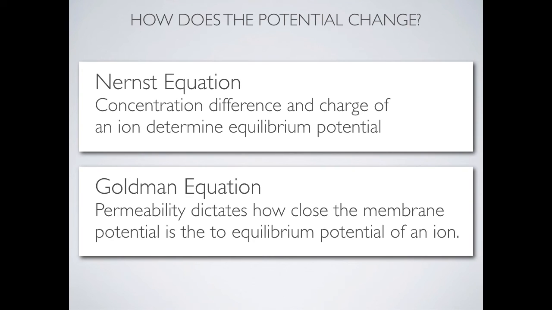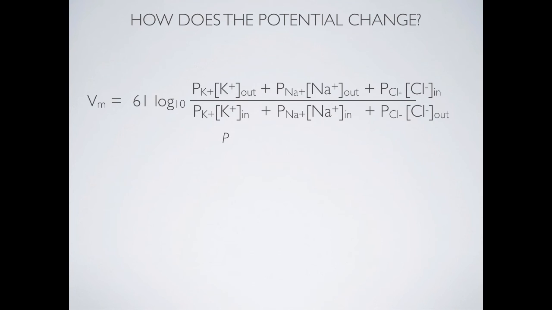Okay, so the next question is, how does the potential change? Thus far, our model is for a static membrane. And we've created a situation where we have concentration differences, we have a little bit of permeability, but it's basically a static system. And we've only explained the resting membrane potential, whereas these excitable tissues are all about changes in membrane potential.